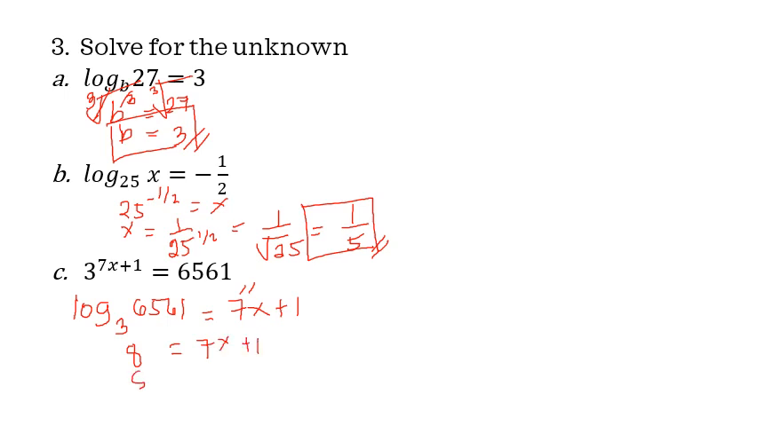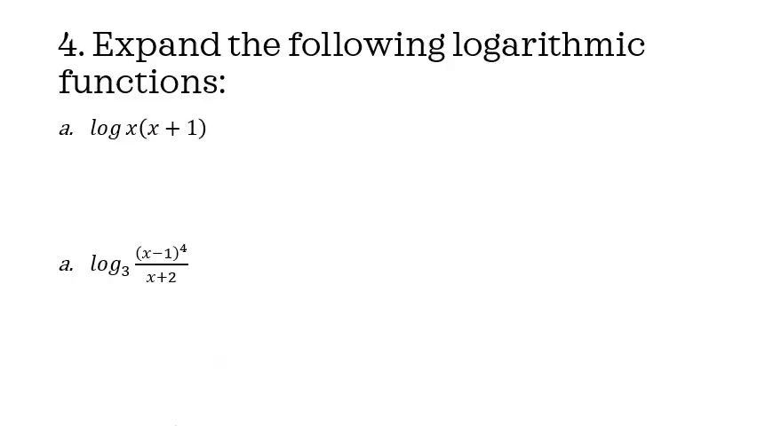So we could transpose 1. We have 7 is equal to 7x. Divide both sides by 7. So our x value is equals to 1. Right? So now let's move on to number 4.